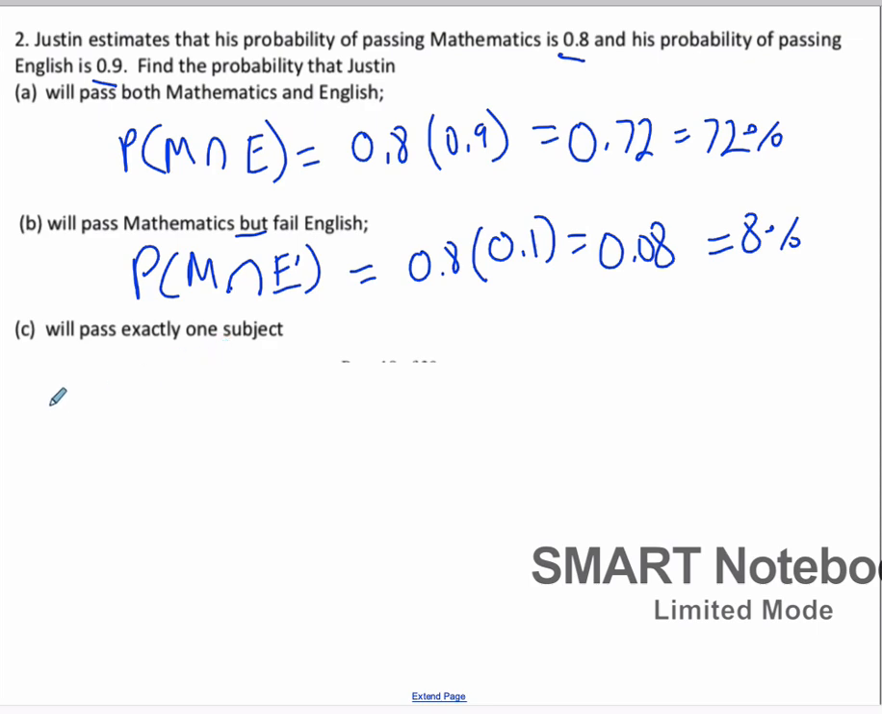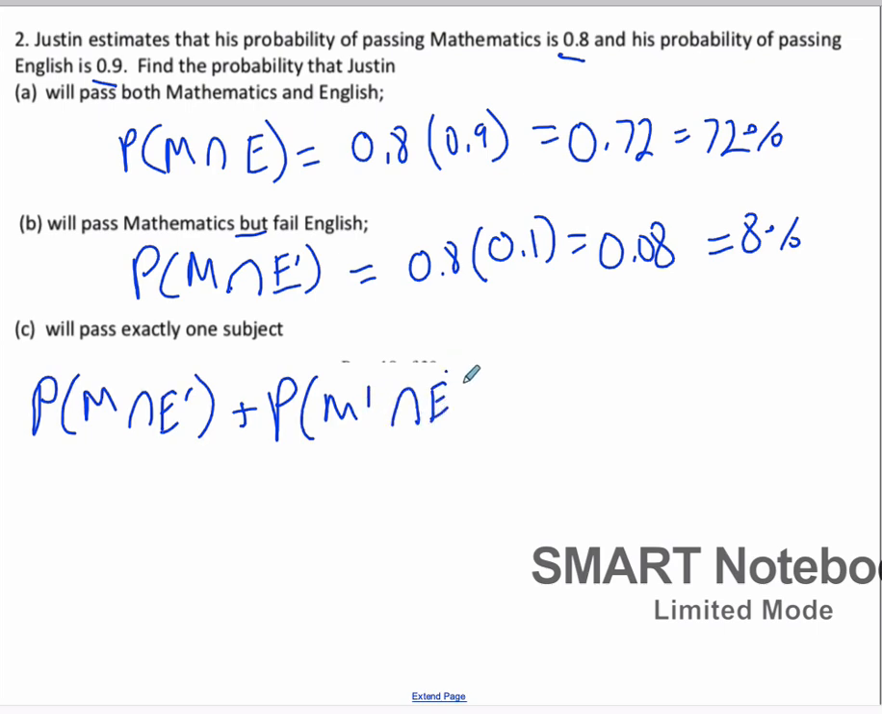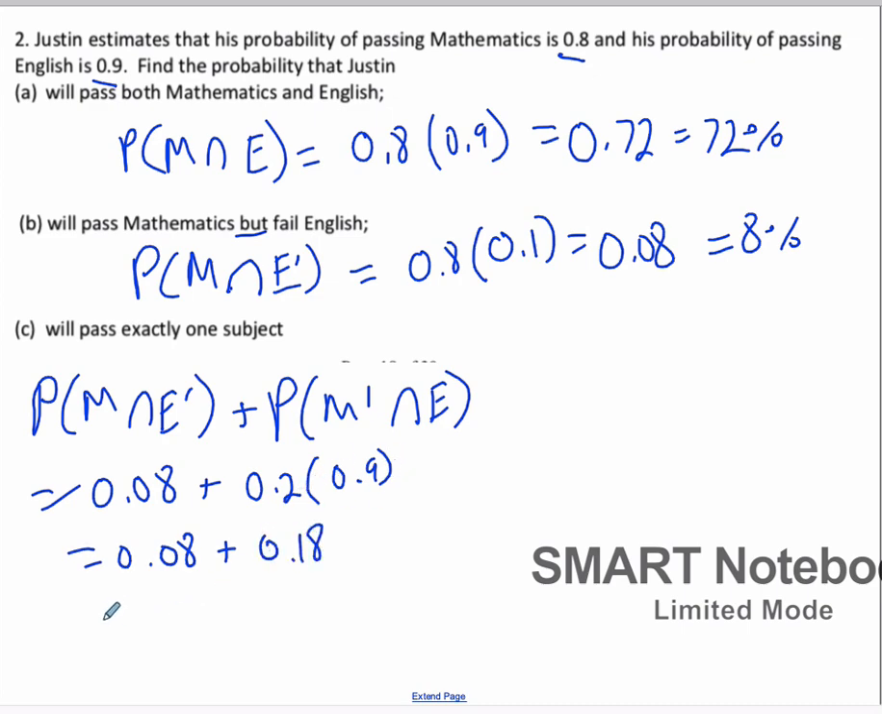Okay, passing exactly one subject. That means you pass math and fail English, or you fail math and pass English. We already have this answer, it's 8%. For this one here, failing math, the probability is 0.2, and passing English is 0.9, so that's 0.18. So 0.08 plus 0.18 is 0.26, or a 26% chance.